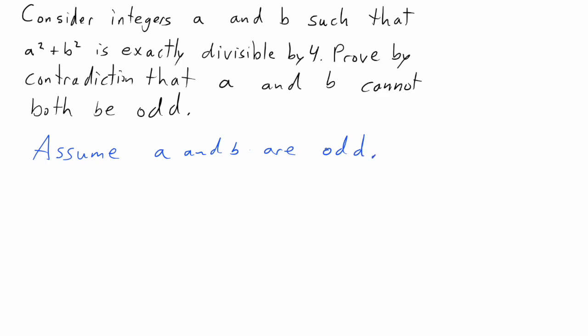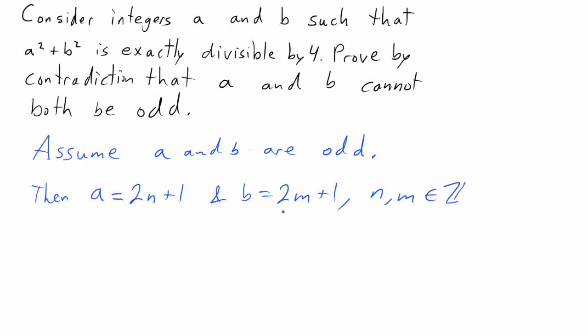Now it's a proof, so the mark scheme is generally very picky for these questions. You have to write the word assume, not let or something like that. And then this means that you can write odd numbers like this: A equals 2n plus 1, and B equals 2m plus 1, where n, m are integers. This is how you write odd numbers for proofs.